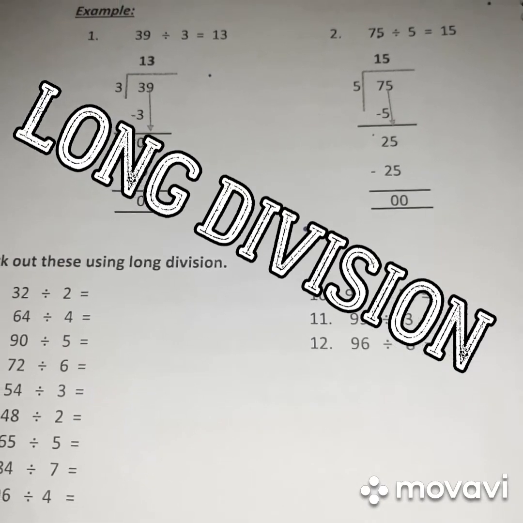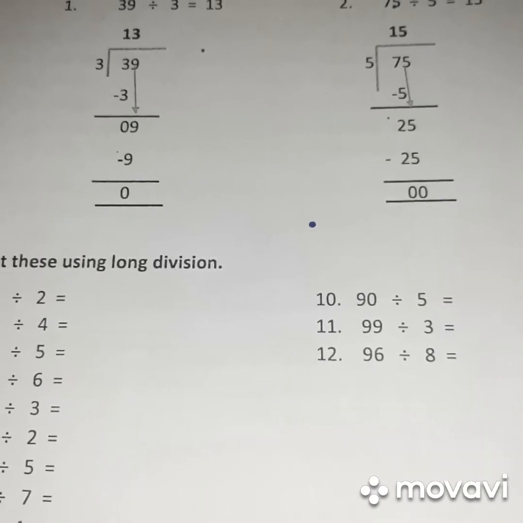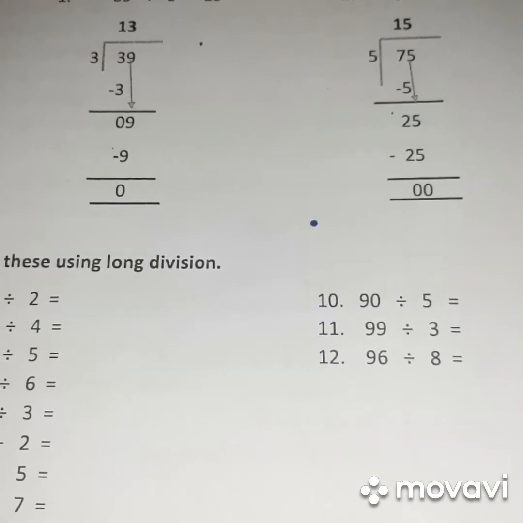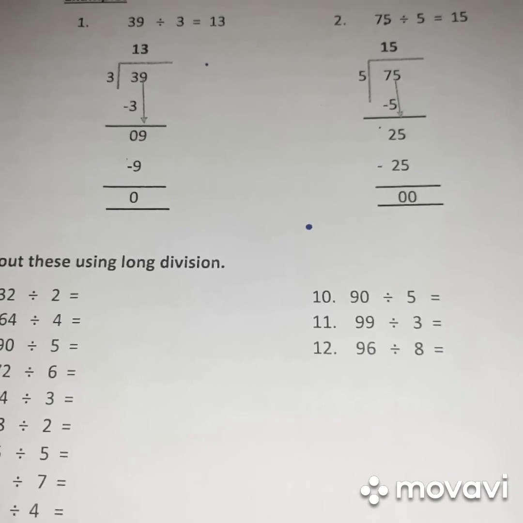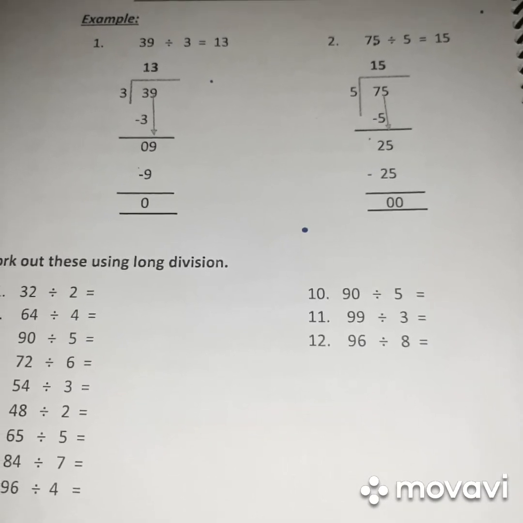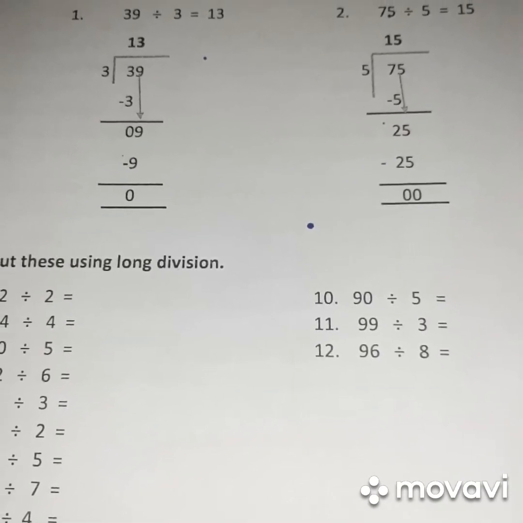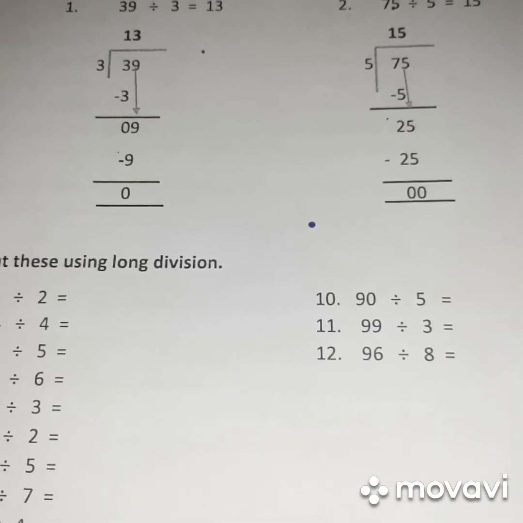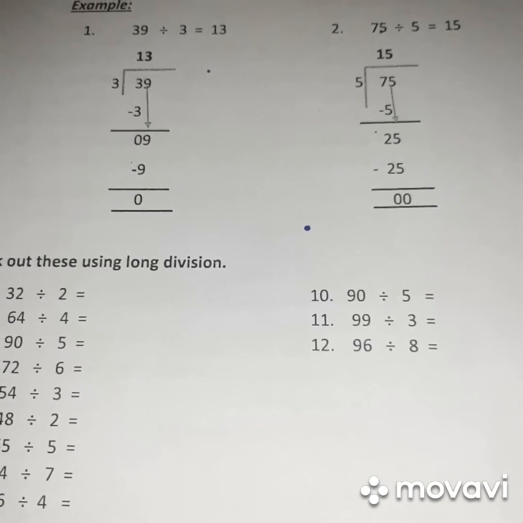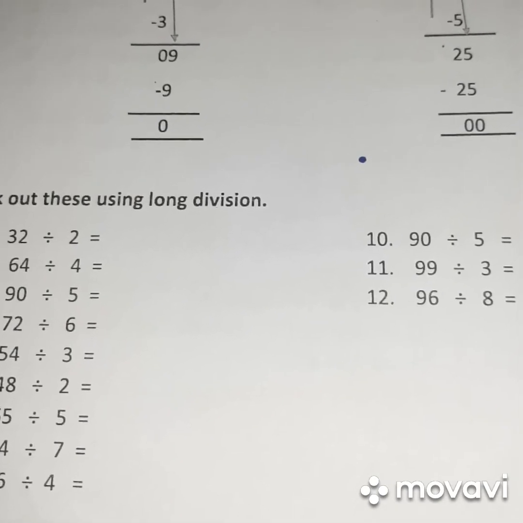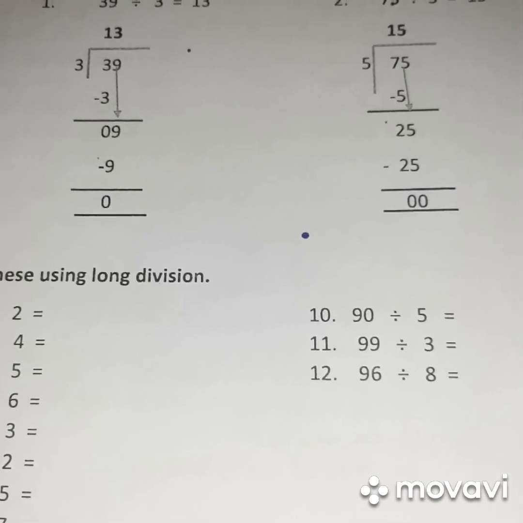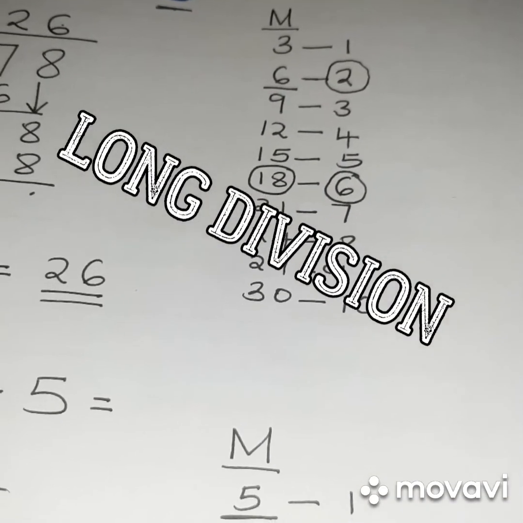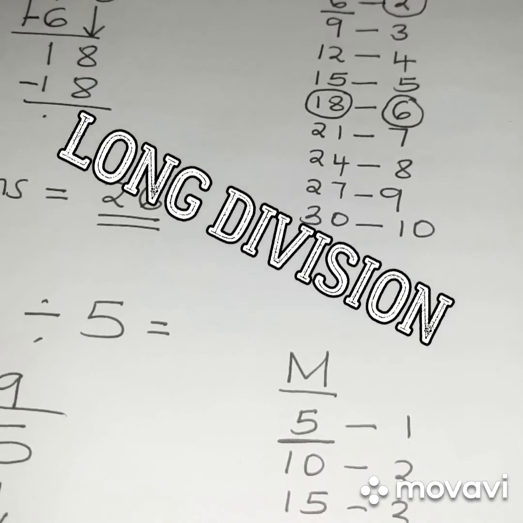On page 46, we have two examples. The first one is 39 divided by 3, which is 13. The working out has been shown there. The second example is 75 divided by 5. The answer is 15, and the working out has been shown there. So I'm going to give you 3 more examples using a video. I show you the steps to follow when you're dividing using long division.